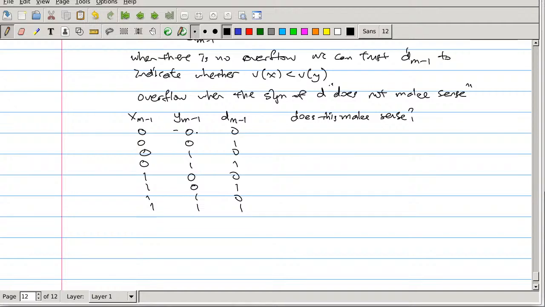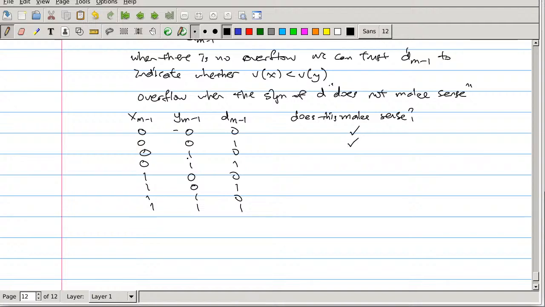Sure. 3 minus 2 is 1, and they are all non-negative. Okay, so does it make sense? Yes. Let's look at the second row. X is not negative, y is not negative, but the difference is negative. Can that happen? Yep, that can happen. 1 minus 2 is negative 1, so it can certainly happen. All right, so we say, yep, that makes sense.